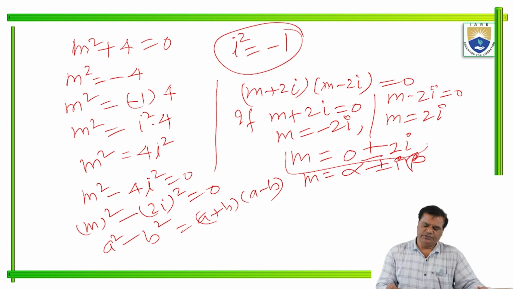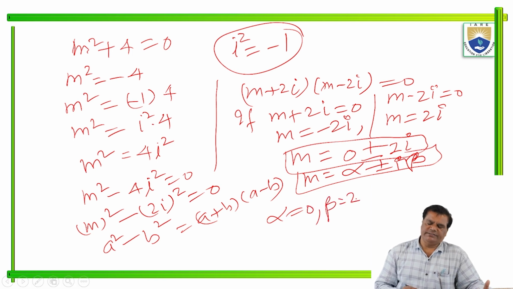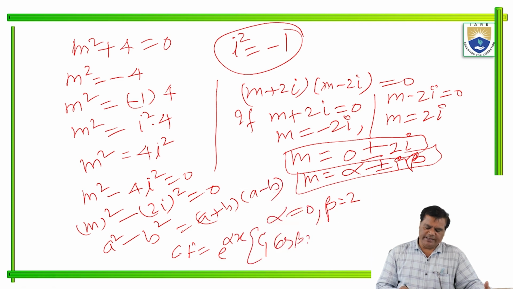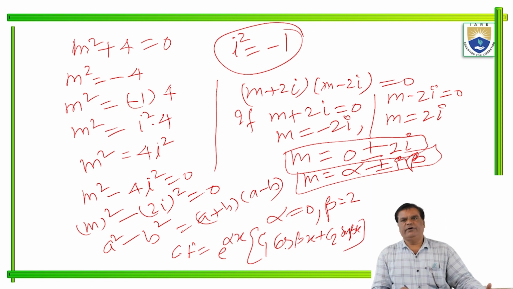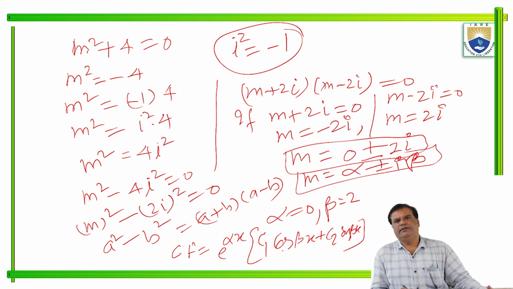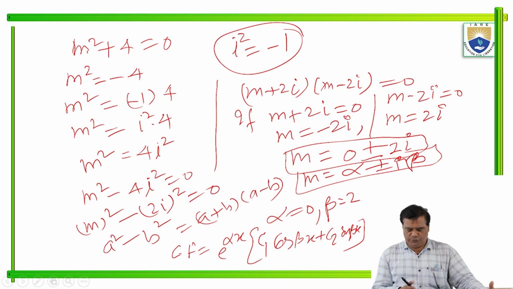Comparing this result and this result, alpha is 0 and beta is 2. Then we can find CF. I am writing the formula here: CF equals e to the power alpha x times (C1 cos beta x plus C2 sin beta x). Putting the values of alpha and beta in this formula, we get the complete CF of the given question.